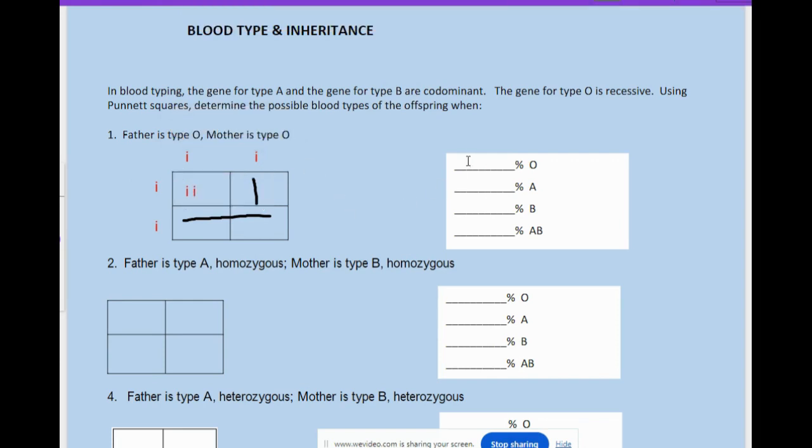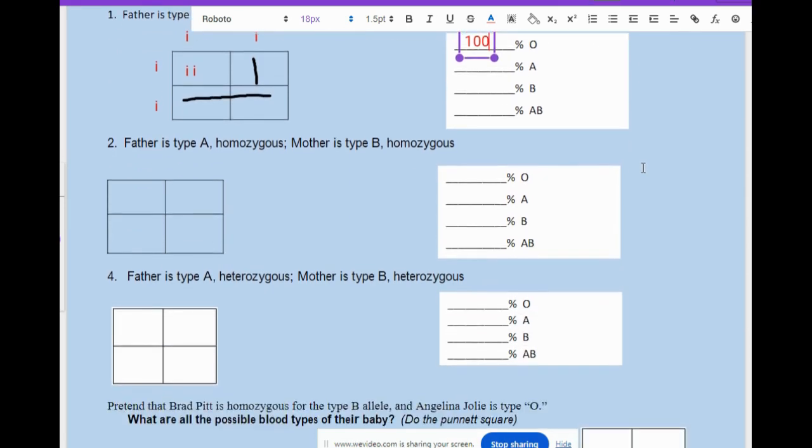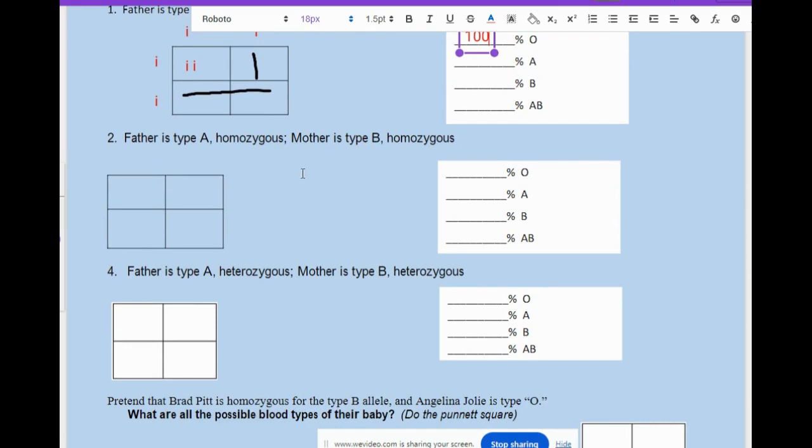That's type O blood. And guess what? If all your kids are going to have type O blood, that equals 100%. Now, you don't have to put 0, 0, and 0 because I know if it's 100%, obviously the rest are going to be 0. Father is homozygous type A.